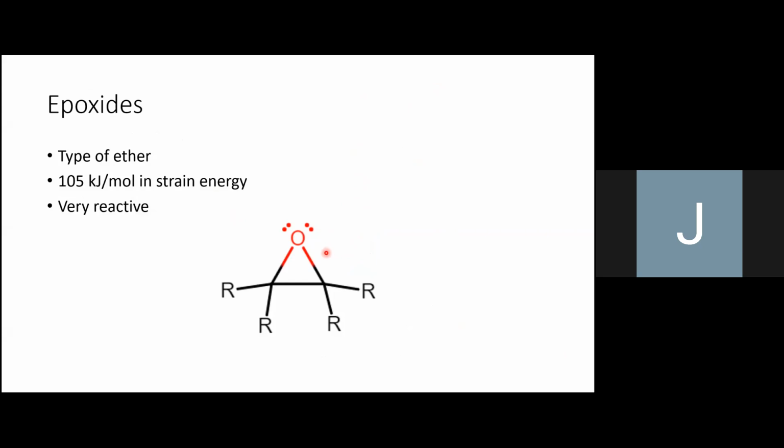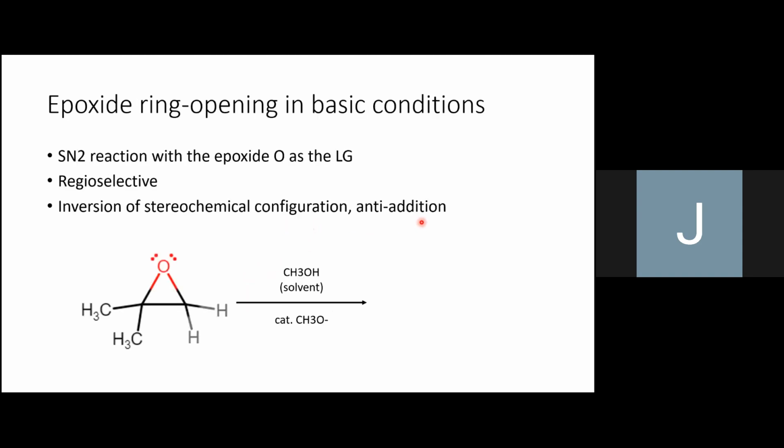That makes sense because we haven't seen a lot of these kinds of small-ring molecules. We've talked about cyclopropanes before, but we haven't seen a lot of these molecules because there's so much strain energy. And because of that, these molecules are going to be very, very reactive. So let's look at some of the reactions we can expect to see.